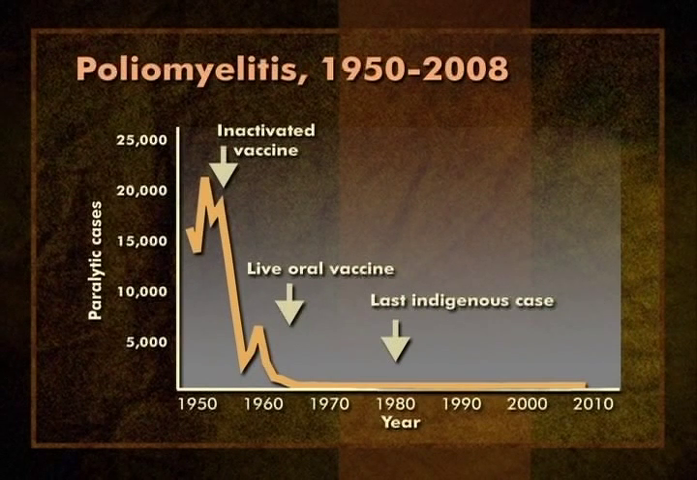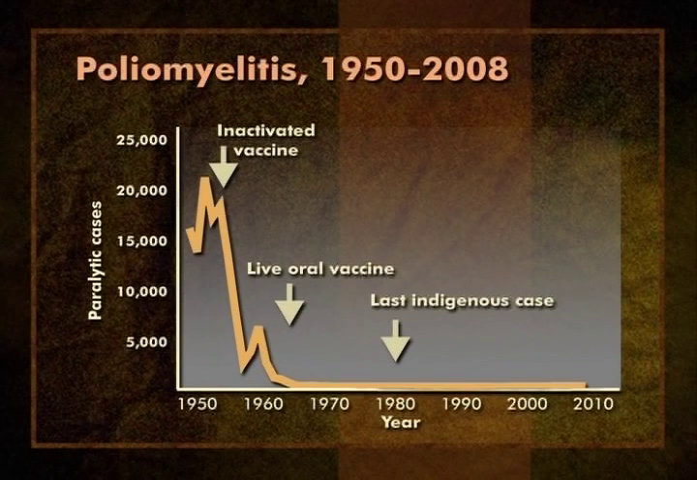This graphic shows the number of reported cases of polio by year since 1950. Polio peaked in 1952 with more than 58,000 total cases and more than 21,000 paralytic cases, which are shown on this slide. The number of reported cases was falling even before the introduction of the first polio vaccine in 1955. By the time oral polio vaccine was licensed in 1963, the number of cases was only a fraction of that reported in the pre-vaccination era.